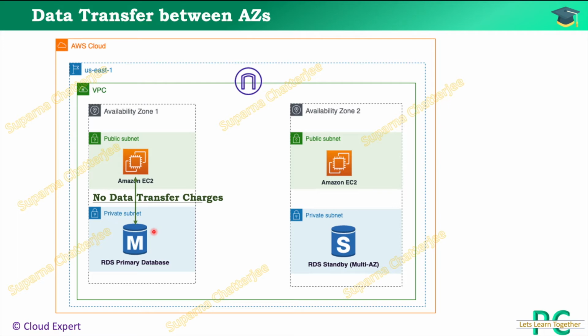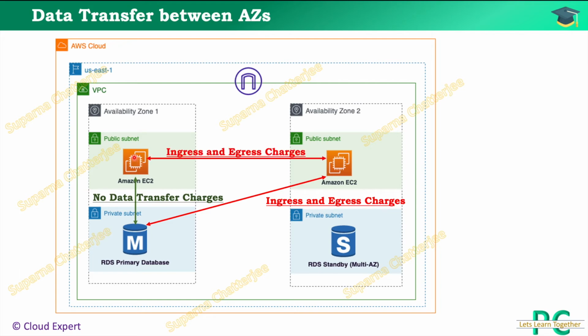Let's understand the concept using this highly available architecture. Now maybe your EC2 instance in availability zone 2 is trying to communicate with the RDS primary node in availability zone 1. In that case, you are paying both ingress and egress charges. Now if your EC2 instance from availability zone 1 tries to send data to availability zone 2, in that case also, since you are sending data across availability zones, you are paying ingress and egress charges.